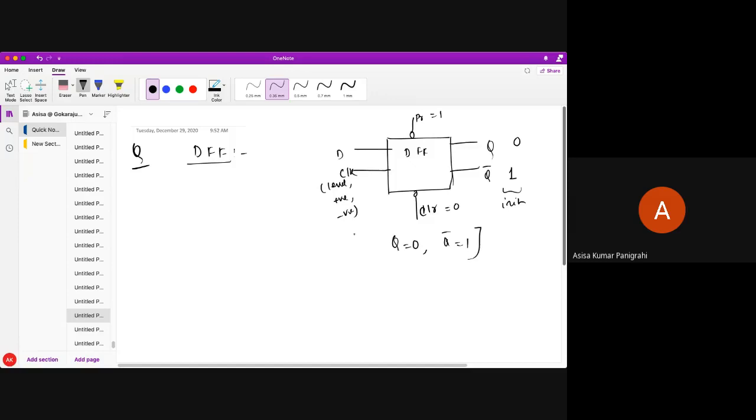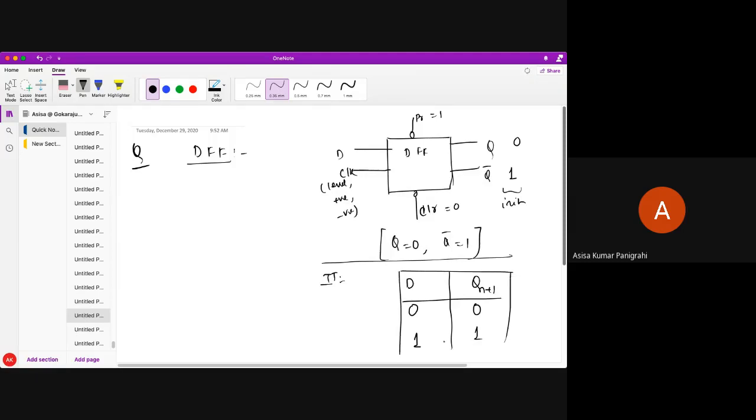Up to this, do all of you understand? If you understand, what is my D flip-flop truth table? D, Q(t+1). The D flip-flop is just transparent. D equal to 0, Q(t+1) is 0. D equal to 1, Q(t+1) is 1. That's why it's called a delay flip-flop or transparent flip-flop.